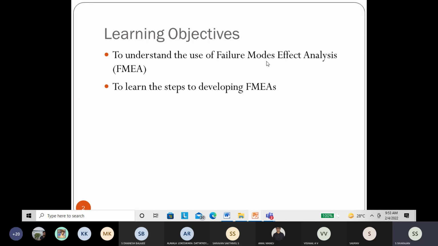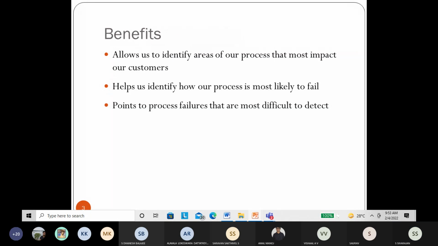The learning objective is that we are going to understand this with one example and learn the steps. Finally, you will learn how to find out the risk priority number. Mathematically, it's very simple. As for the benefits, that's why we are going for FMEA. We will take so many bad effects, and for everything we find out the risk priority number.